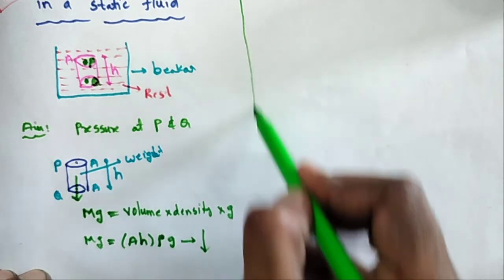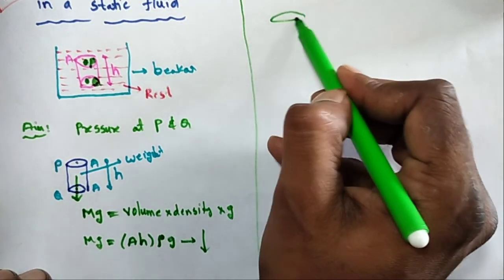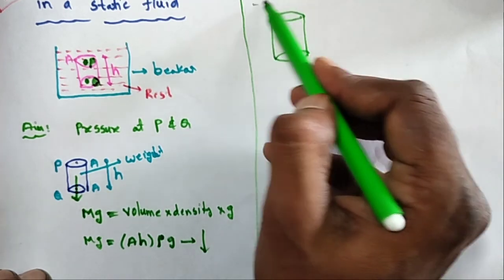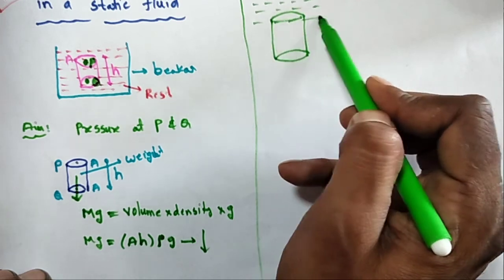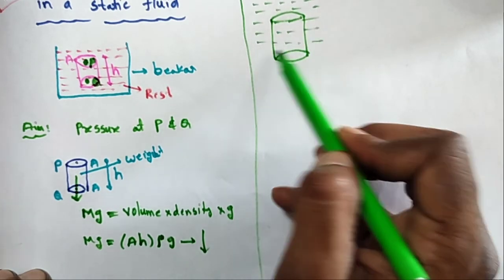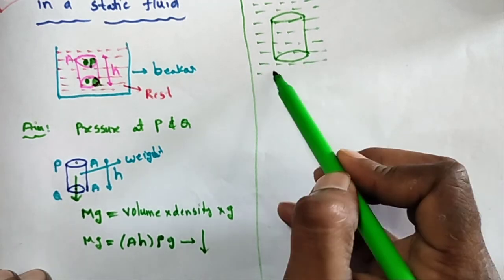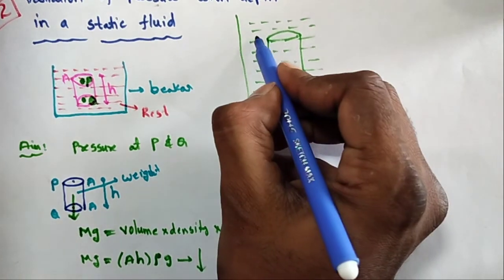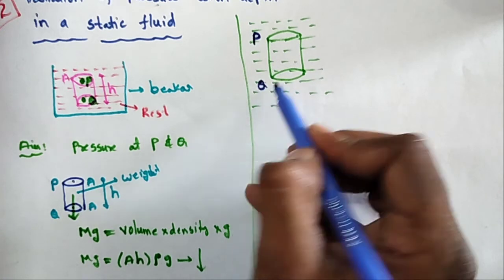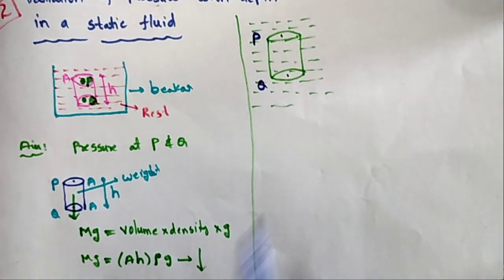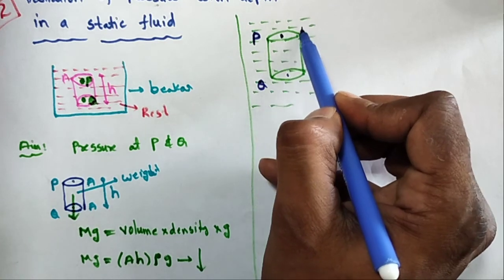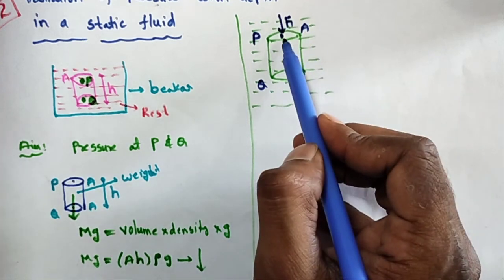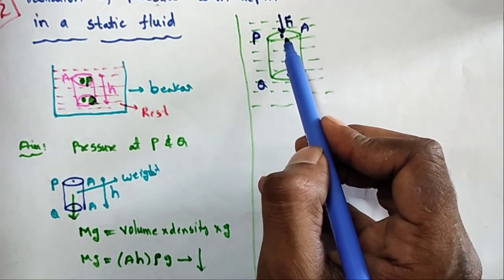So this imaginary cylinder is completely inside the fluid. For a brief explanation, I am using the diagram. This is inside the fluid, with point P and point Q. So when this is area A, a force F1 acts on it, and therefore pressure is acting.